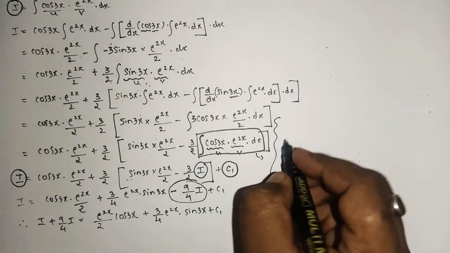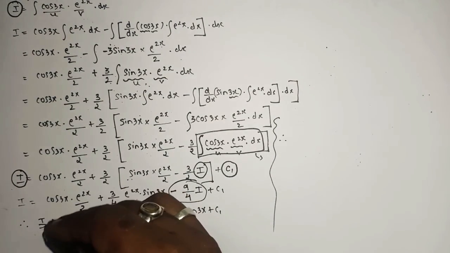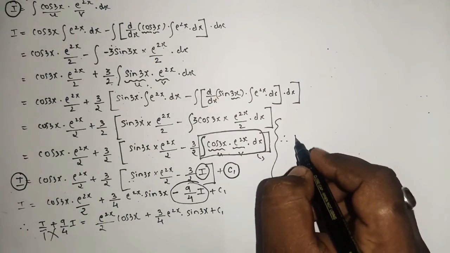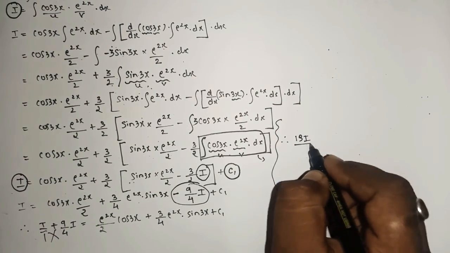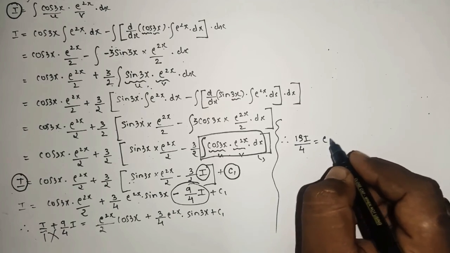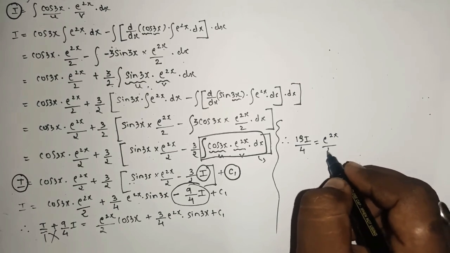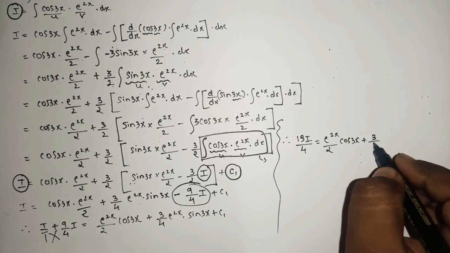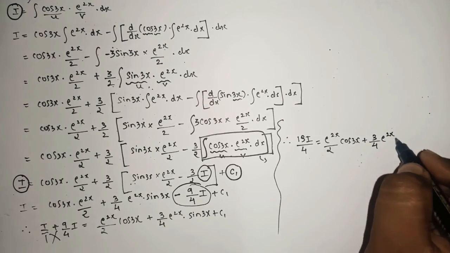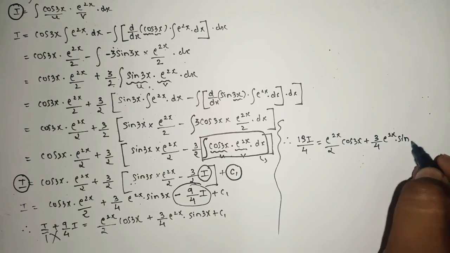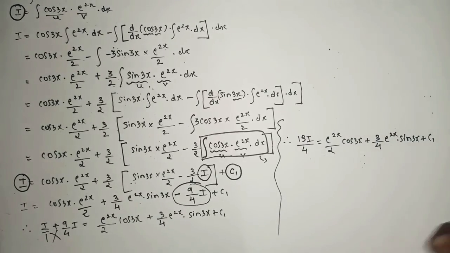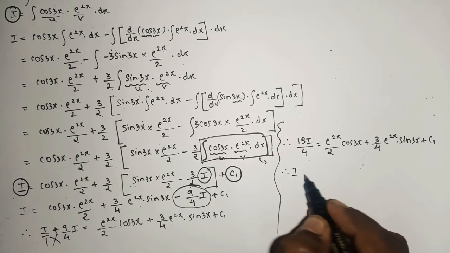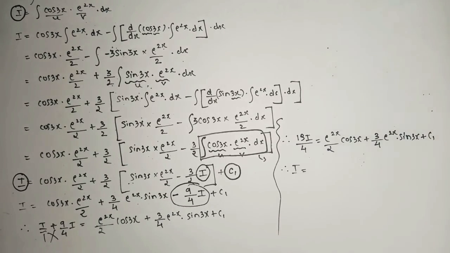Okay, so when you solve this section, cross it. So you have 4 plus 9, so this will be 13I upon 4 equals e raised to 2x upon 2 cos 3x plus 3 upon 4 e raised to 2x into sine 3x plus c1. Now we have to find the answer only for I.